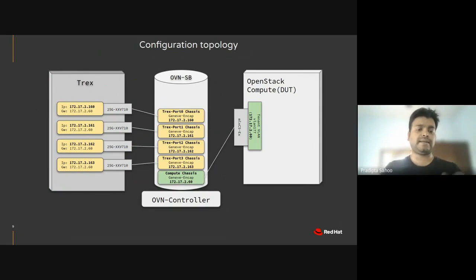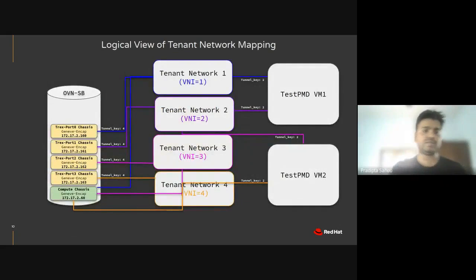OpenStack has already created a southbound chassis in the database for the compute node, so that all the IPs of the compute node and the Trex are in the same layer 2 domain. Here the example is the 172.17.2 network, and this is a typical design of the OVN controller in terms of mapping the Trex endpoint. And this is a logical view of the tenant network mapping.